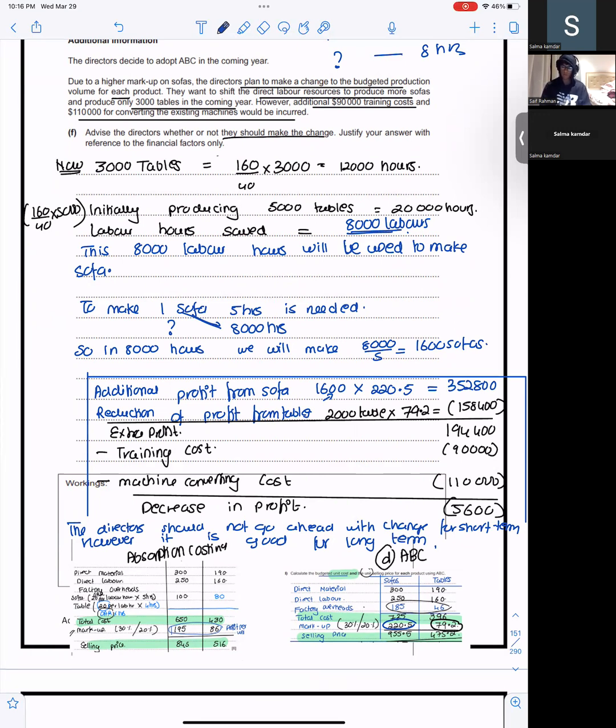Because of this training cost, since it is only needed once to train them, for the short term it is not good, but in the long term it would be good, because we don't need to convert the machines, nor do we need to train them again.